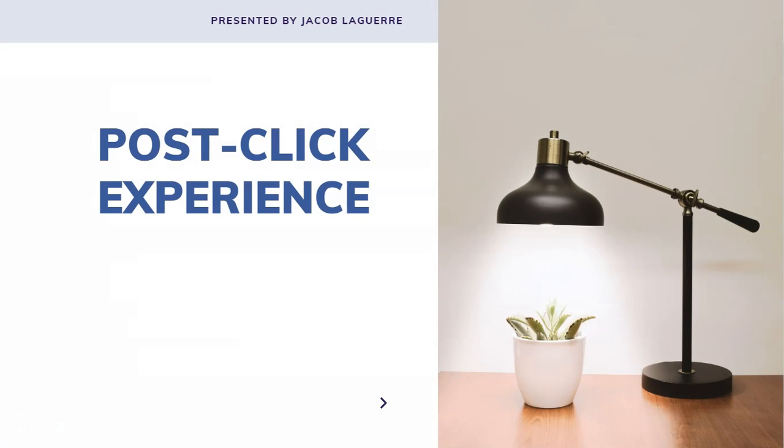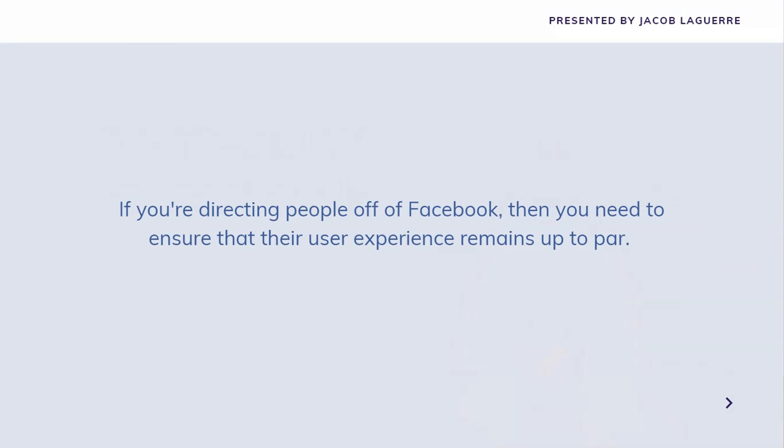So next we have what is called the post-click experience. This is also really important when it comes to determining how Facebook ads work. So if you're directing people off of Facebook, you need to ensure that the experience remains up to par. Pretty much what I mean by that is, when it comes to Facebook, the thing that they hold the most precious is the experience of the user.